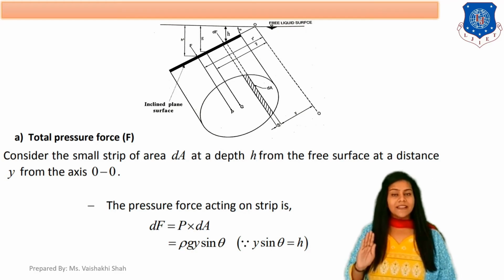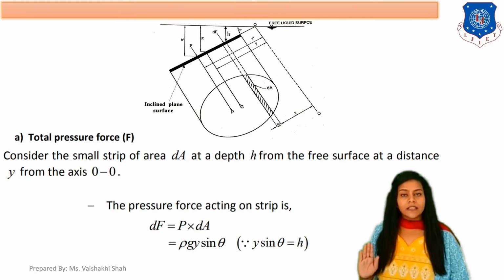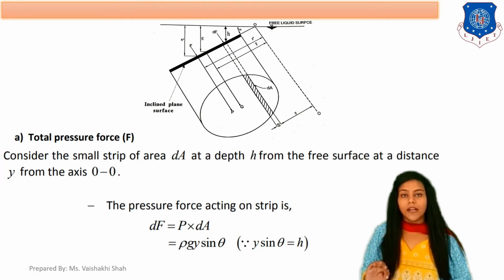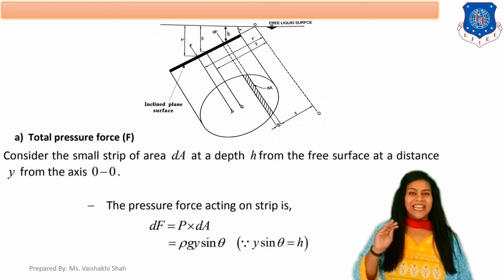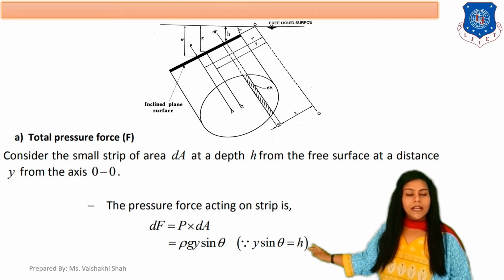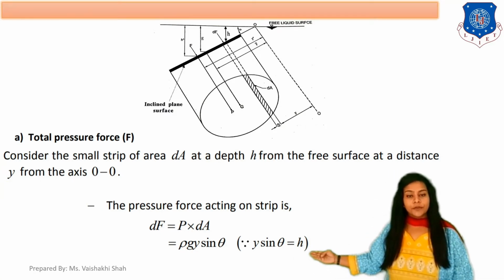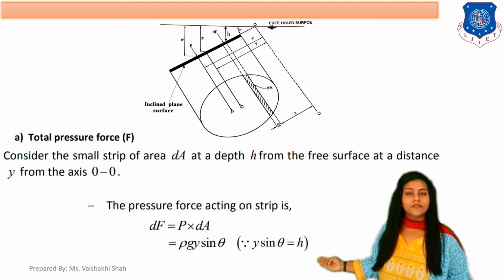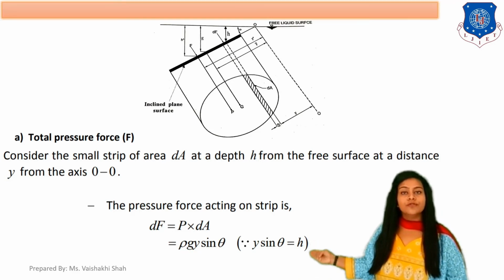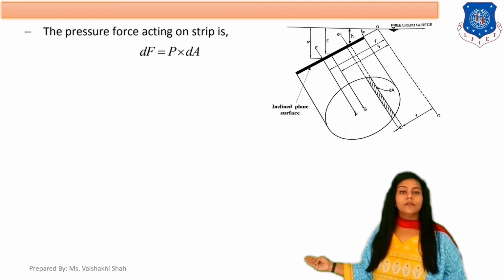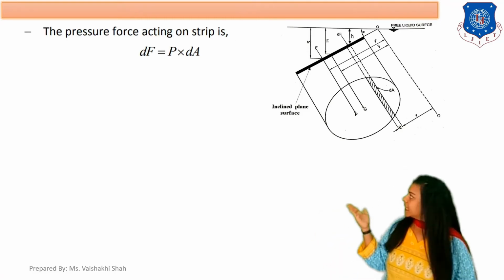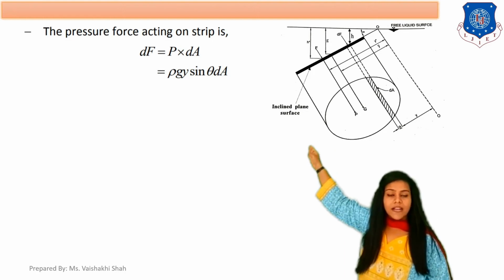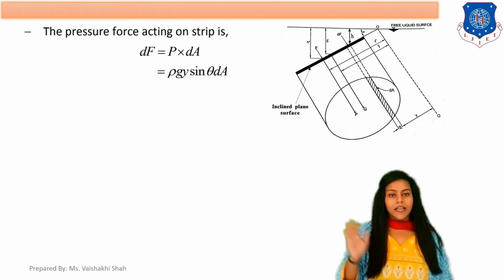As we know, if you apply sin theta in the diagram, sin theta equals h upon y. So what is the equation for h? Yes, h equals y sin theta. Replace h by y sin theta in rho g h, so P equals rho g y sin theta. So the force on a single strip, dF equals P into dA, which is rho g y sin theta into dA.